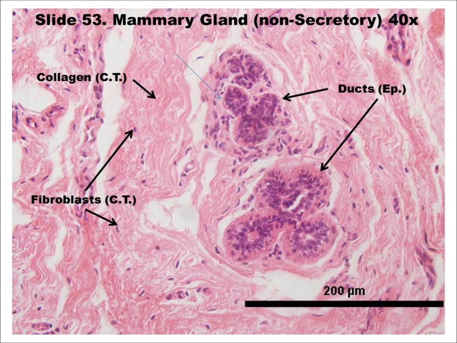Now switch to the 40x objective lens. At this magnification, you can observe that the collagenous connective tissue is eosinophilic, wavy, and contains few cells. Interspersed within the collagen are the fibroblasts that have produced the collagen. These are indicated by the nuclei of the fibroblasts. Also note that most of the ducts and the glands are located within the connective tissue and lined by epithelium.